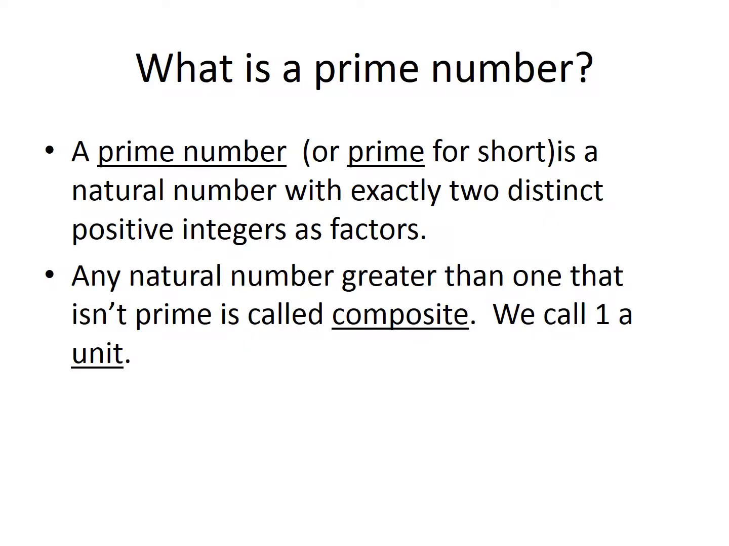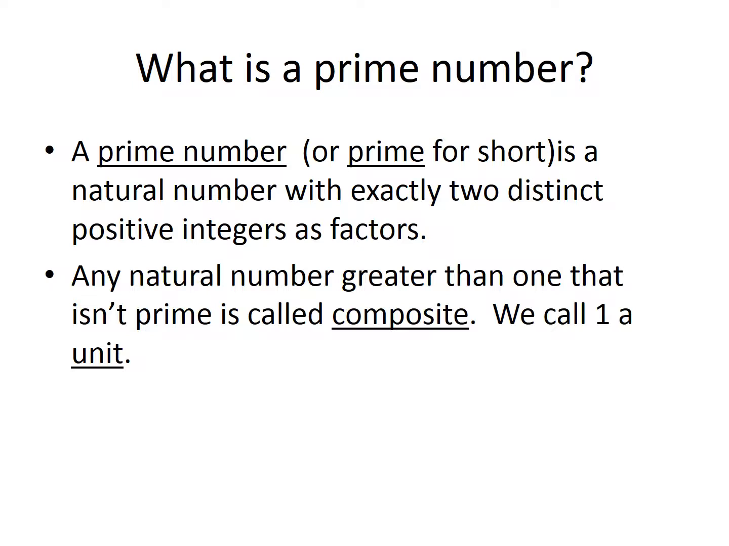So what is a prime number anyways? A prime number is kind of a building block. By multiplying primes together, we can get all the different positive whole numbers, past 1 at least. So a prime number is a number with exactly 2 distinct positive integers as factors.